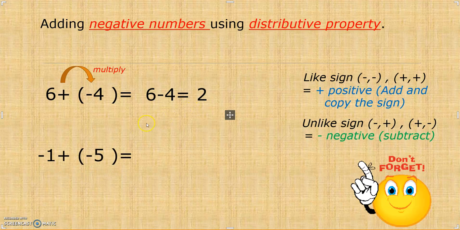And for our second example, we have negative 1 plus negative 5. Using the distributive property, we multiply positive times negative. Since they are unlike signs, the answer is negative. So we have negative 1 minus 5. The answer is negative 6 because they are like signs, negative here and negative here, so add and copy the sign.